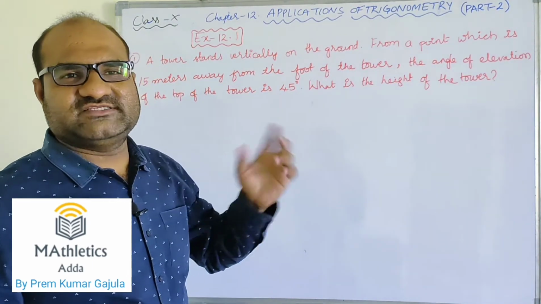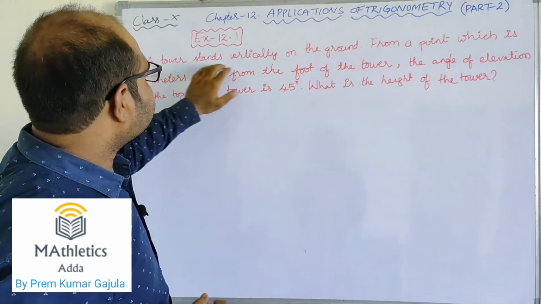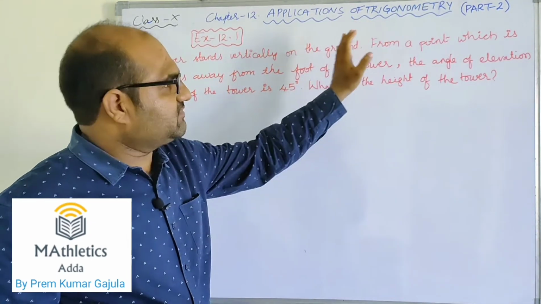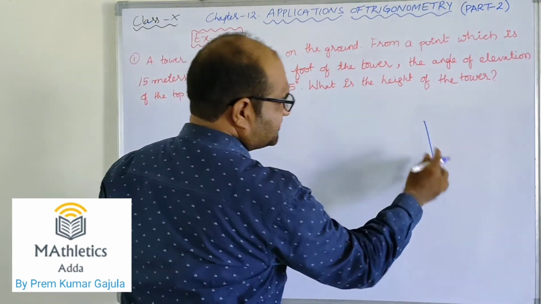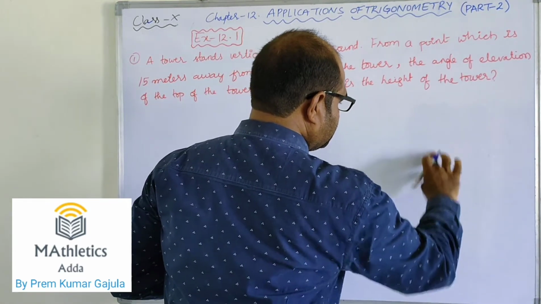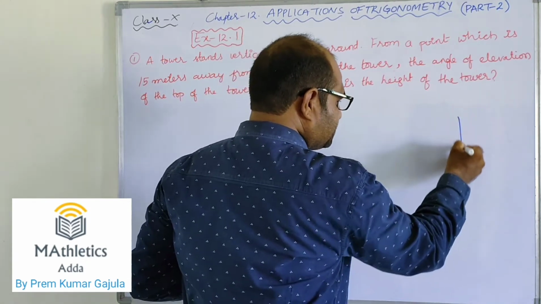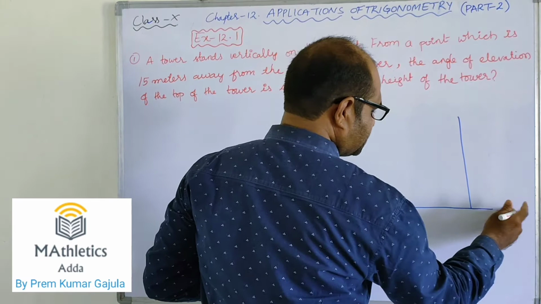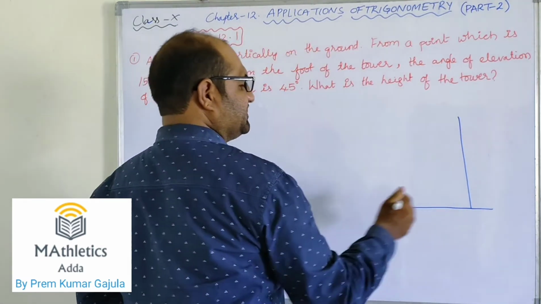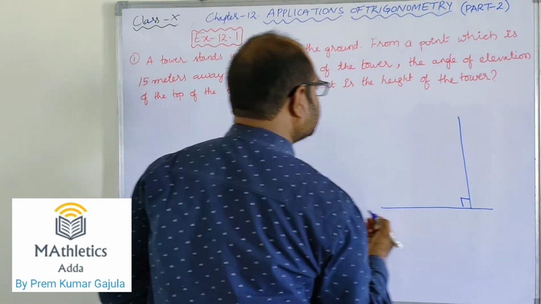Try to read one sentence. So a tower stands vertically on the ground. Then don't go to the next. Just draw a tower. Yeah, this is the tower. This is on the ground. Okay, this is the ground and a tower is standing vertically. So this angle will be 90 degrees.